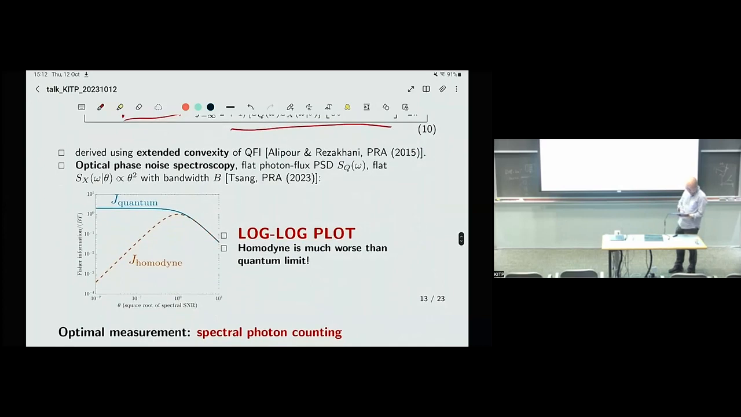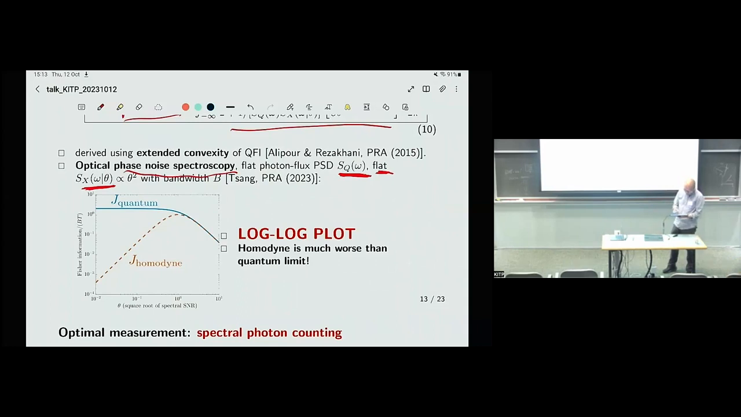This is a plot assuming optical phase spectroscopy. So you have a continuous optical beam, some phase modulation that is stochastic. We try to estimate a spectrum. I'm going to assume it has a constant power spectral density in terms of the photon flux. So if you have a CW optical beam in a coherent state, that's what you get, a flat power spectral density for the photon flux. I'm also going to assume that you have a flat power spectral density for the phase, just to make the problem simple.